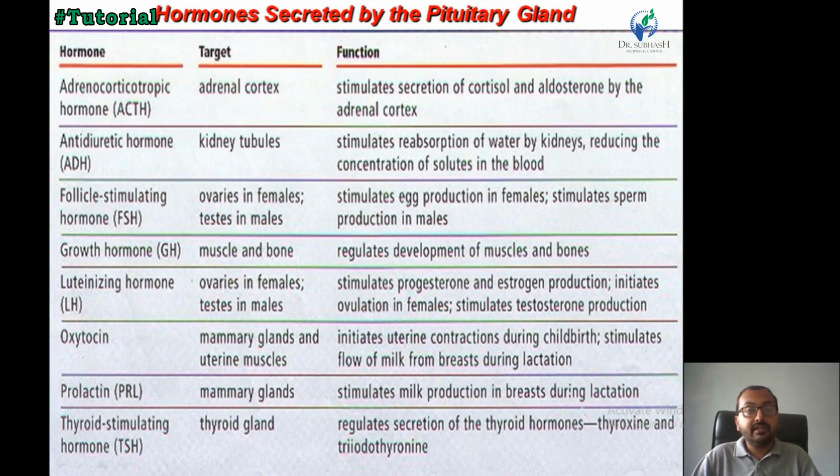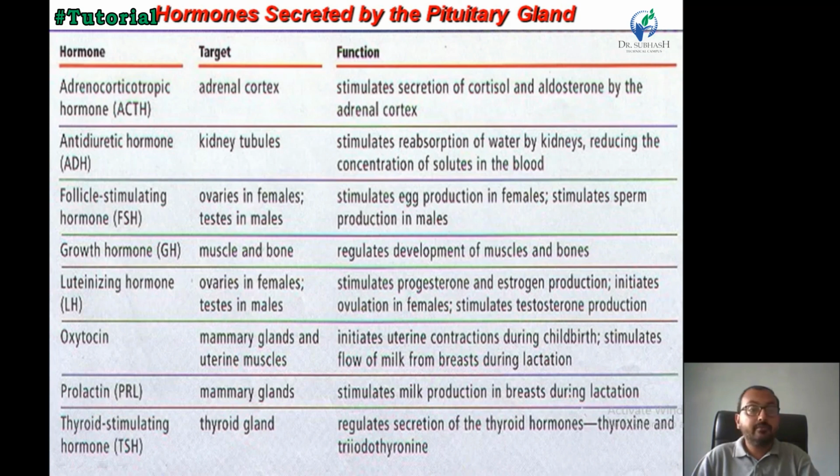Now, what we have is a kind of summary, or certain functions that we need to discuss. Here we have included the whole pituitary gland, that is anterior as well as posterior. So first one, that is adrenocorticotropic hormone. Target site is the adrenal cortex. Its function is to stimulate the secretion of cortisol and aldosterone by the adrenal cortex. In the case of antidiuretic hormone, that is ADH, the target will be kidney tubules, and it stimulates the reabsorption of water by the kidneys, reducing the concentration of solids in the blood.